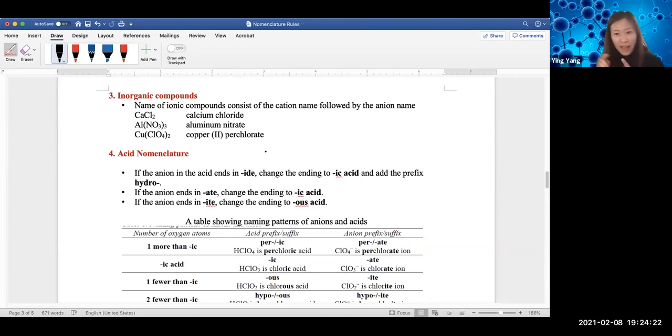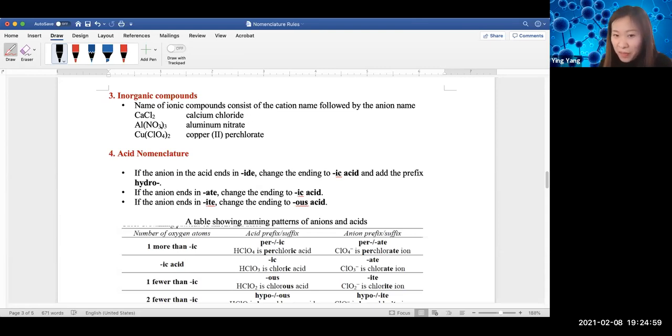All right, so we finished anion, cation, and then we have anion and cations combined. What do we get? Ionic compounds, right? Then how do we name the compound? The name of an ionic compound consists of the cation name followed by the anion name. For example, calcium chloride, right? The name of the cation is calcium ion. The name of the anion is chloride ion. And you combine these two together, it is calcium chloride.